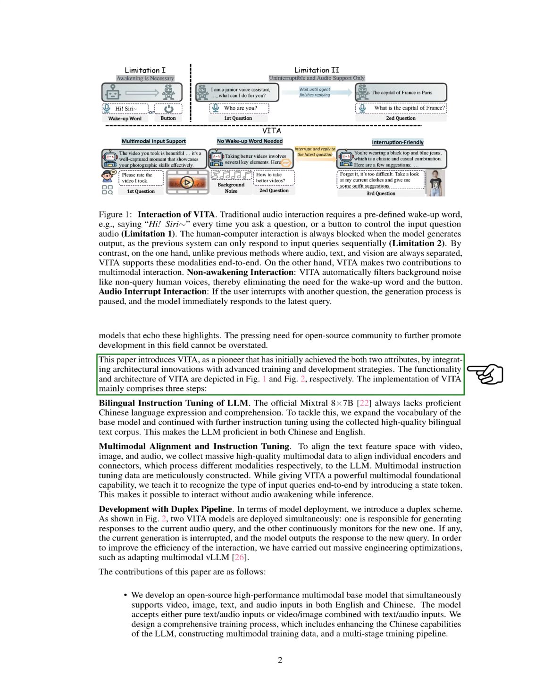We introduce VITA, which successfully combines these two key features through innovative architecture and advanced training methods. The implementation of VITA involves three main steps. 1. Bilingual instruction tuning. We enhance the base model's vocabulary and improve its understanding of both Chinese and English by using a high-quality bilingual text corpus. 2. Multimodal alignment and instruction tuning. We gather extensive multimodal data to align different types of inputs, such as text, video, and audio, ensuring that VITA can recognize and process various input types seamlessly.